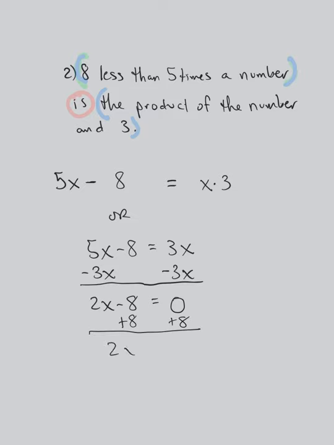All right, and I get 2x is equal to 8. All right, and then to isolate x, I would divide by 2, and so I get x is equal to 4. All right?